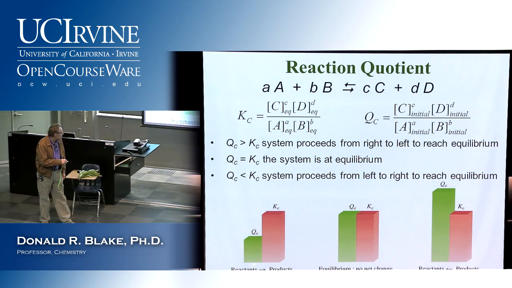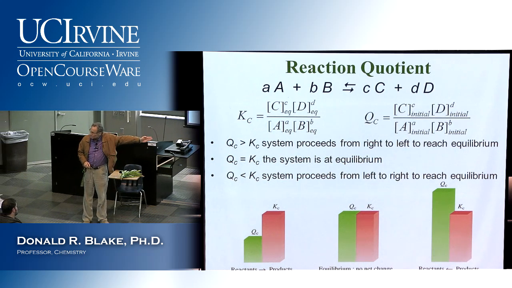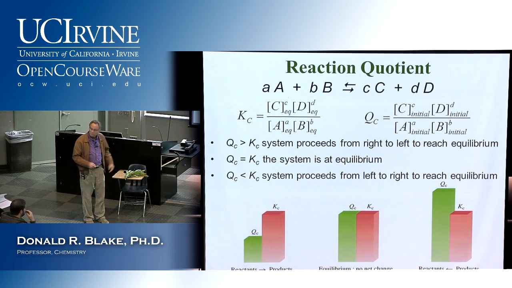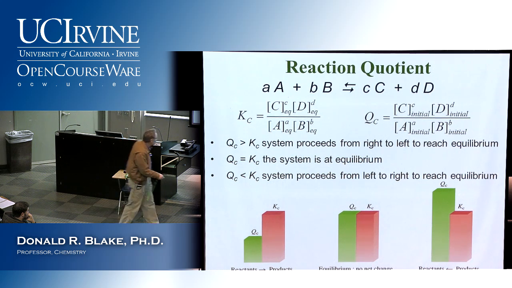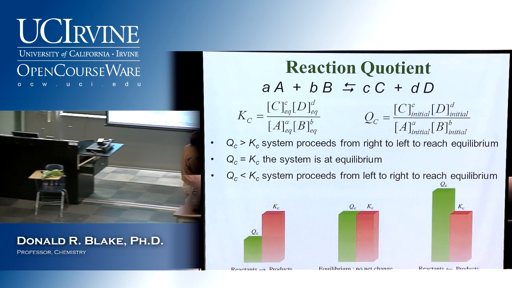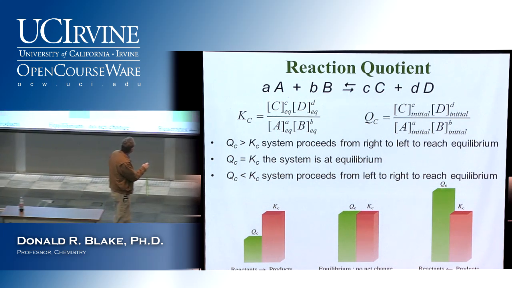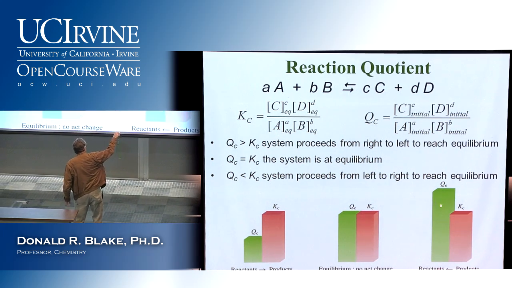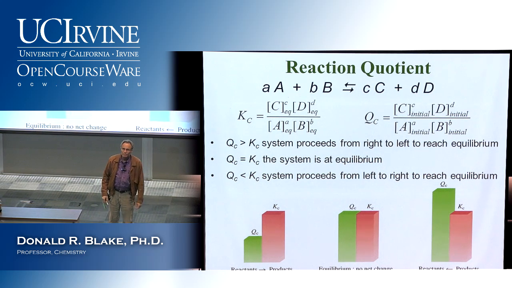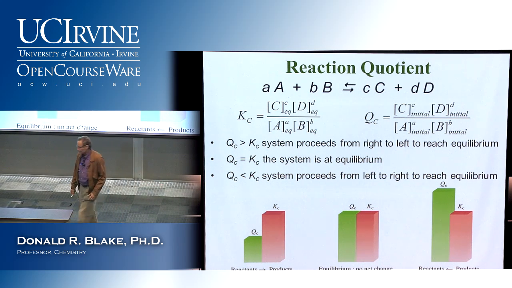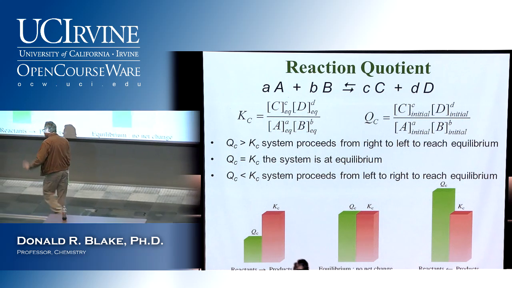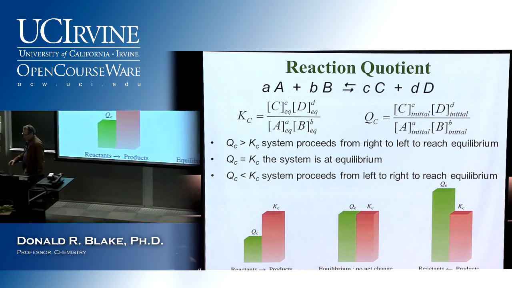So this is how it works. If the Q sub C is smaller than the K sub C, the reaction goes that way. If they're equal, equilibrium, no change. And if the Q sub C is bigger, then it goes from products to reactants. Okay? So it goes this direction, no direction, or back to here. So if Q sub C is bigger, it's got to move back this way in order to get lower. That's it. Okay? So once again, we briefly touched on this the other day.